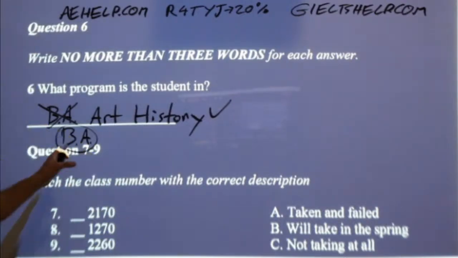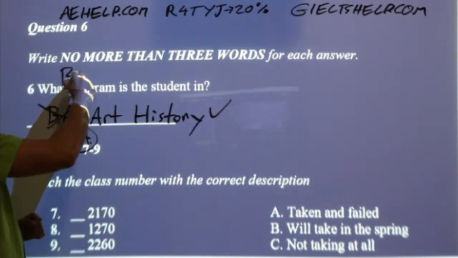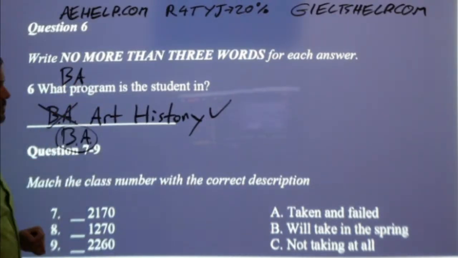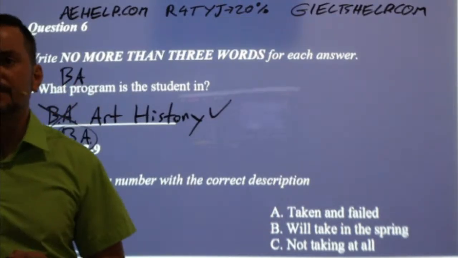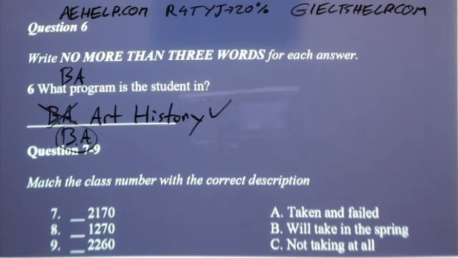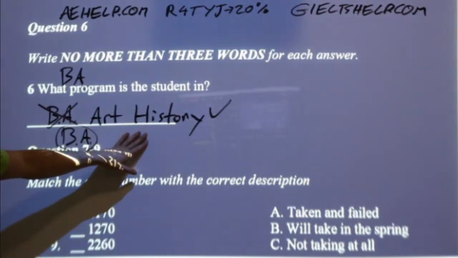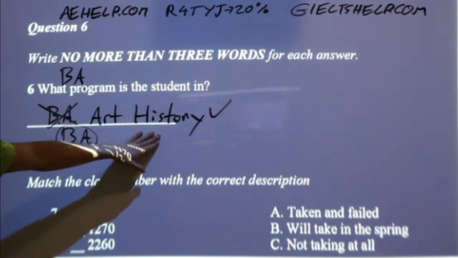The reason why is because sometimes all we do is we write BA like that. We don't actually put the dots. It's just used as a BA. We say BA Art History, okay? So Art History, BA Art History, both are okay. All right, again, this is the title. Remember what I said with proper nouns. So this is the title of the program.